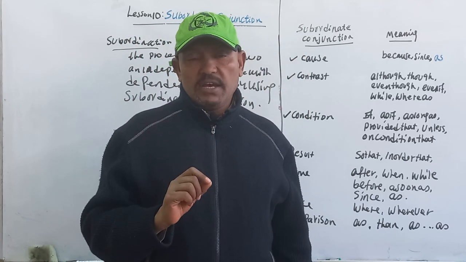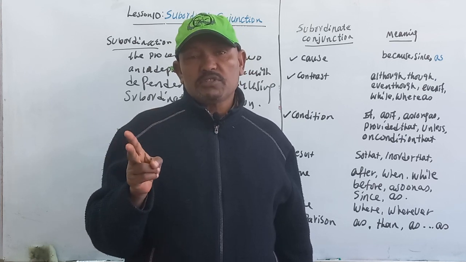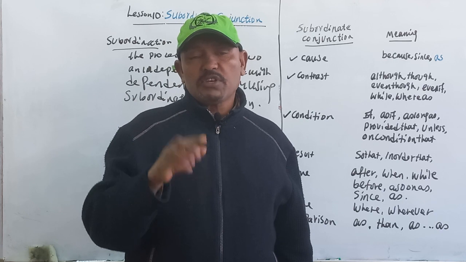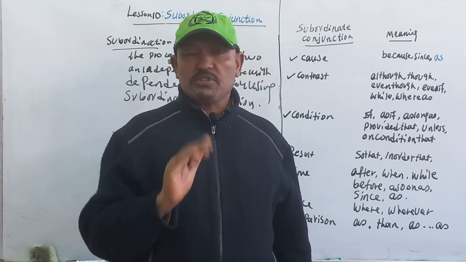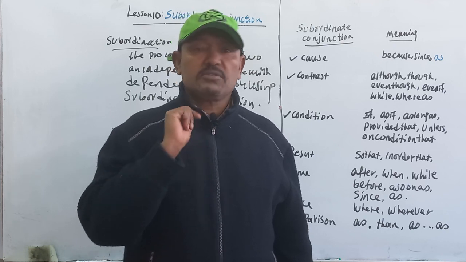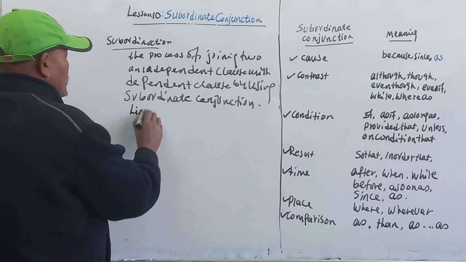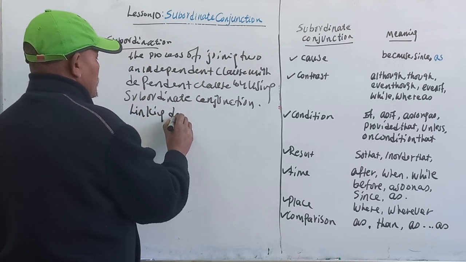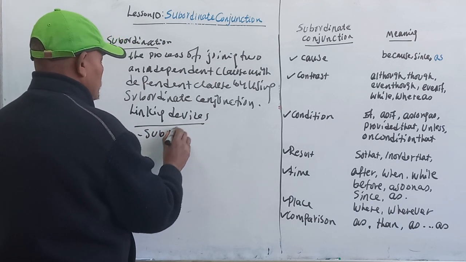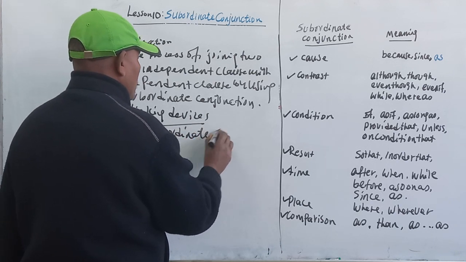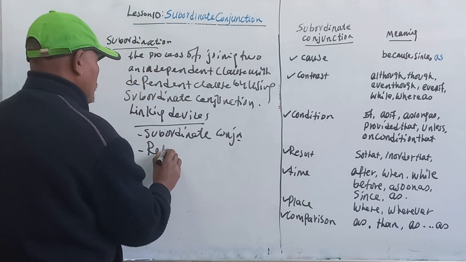So we can say that the process of joining an independent clause with the dependent clause using the subordinating conjunction is subordination. This is the process, all right? So the linking devices here are subordinate conjunctions and relative pronouns.